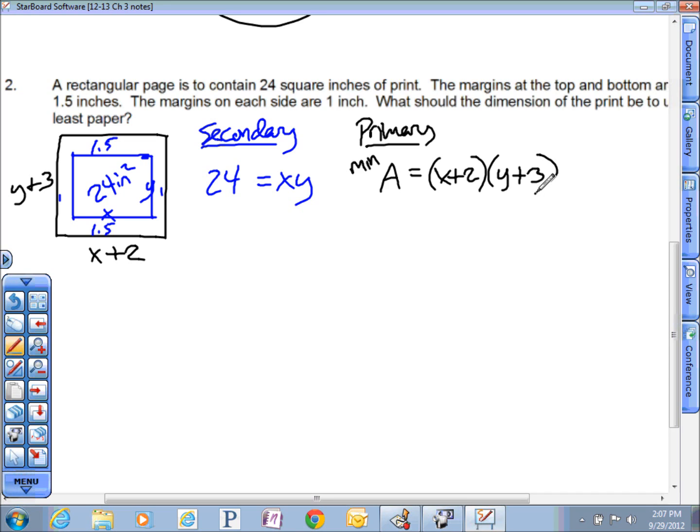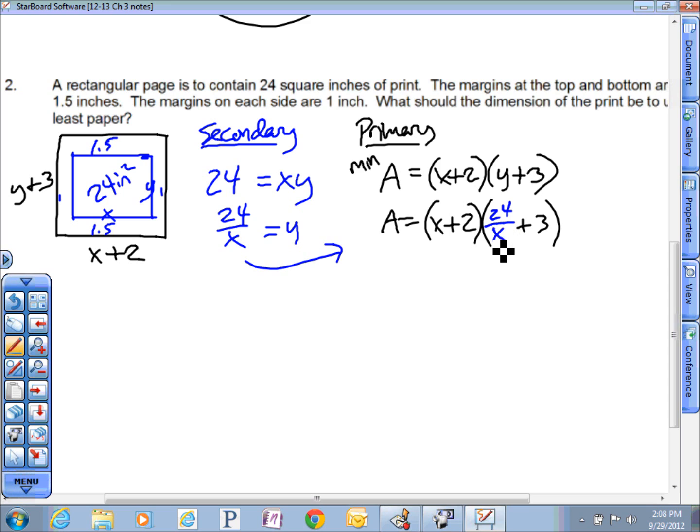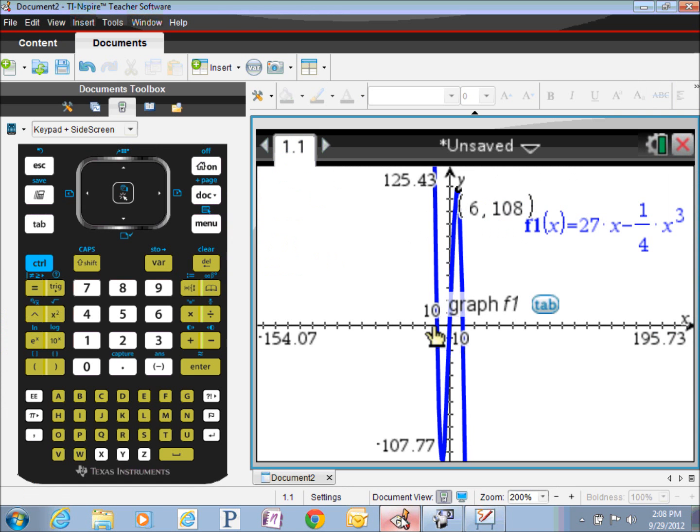Okay, relate your variables together. Let's say y is equal to 24 over x. Let's take this and relate our variables together. So my area equation, then I'm about to go to my calculator and graph. And yes, of course, I could multiply out those binomials and make a different equation. I'm just going to put it in exactly as it is, and I'm going to look for its lowest value. So let's go to my calculator again: quantity x plus 2, quantity 24 over x plus 3.